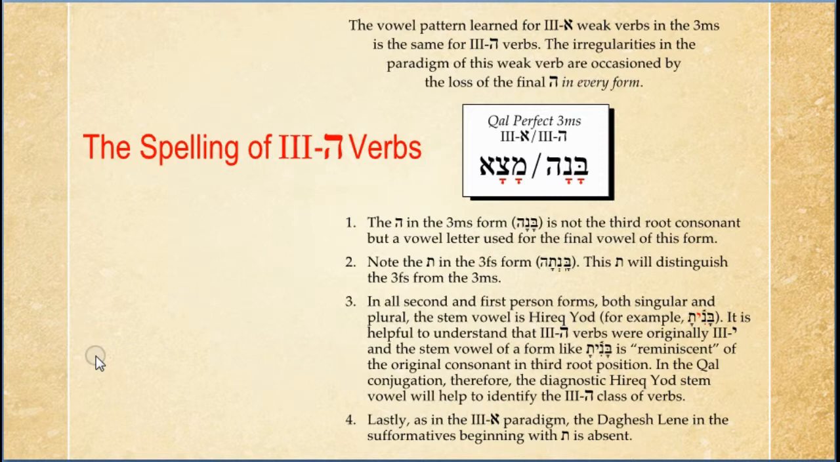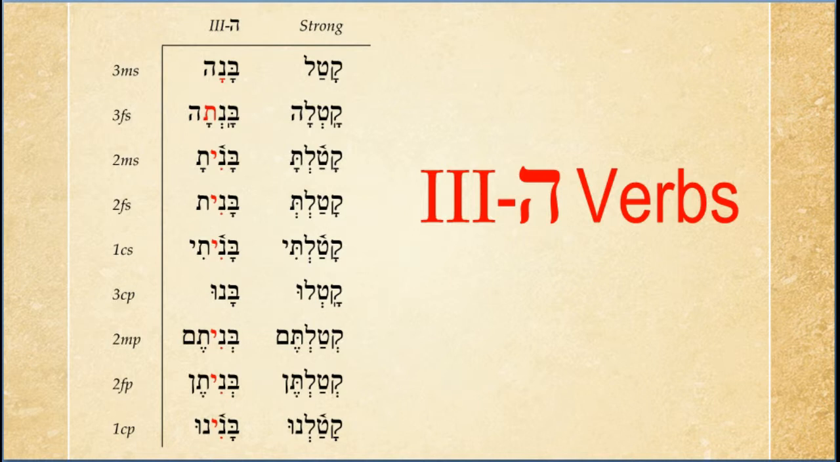So in this third position aleph paradigm, the dagesh lene basically disappeared, and it's also going to be absent from the tav in this paradigm as well. So here's your third position hey, and the paradigm for these types of verbs. The verb that, once again, on the right side is the strong, and on the left is the weak. And we're looking at the verb bana. Bana means to build. So you have the katal right here, the one we've been studying, it's strong, and you have bana.